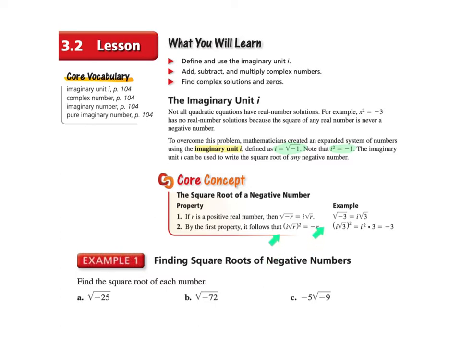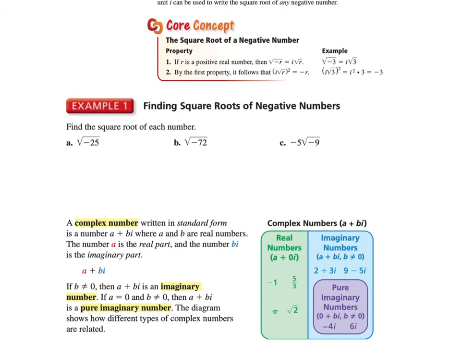Let's look at example 1, part A. Find the square root of each number. Now we're going to write this out in the long form. You do not have to write it out this way when you do it for yourself. But if I write this out like this, that is negative 1 times 25. And I can break that down to the square root of negative 1 times the square root of 25. The square root of negative 1 is i. We know that, okay? So this is i. The square root of 25 is 5.